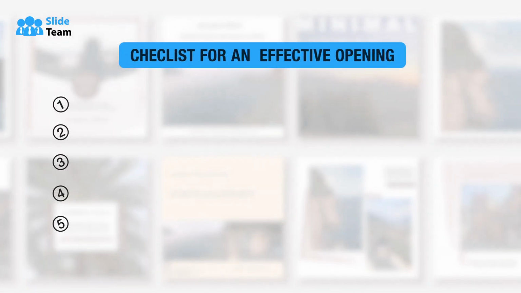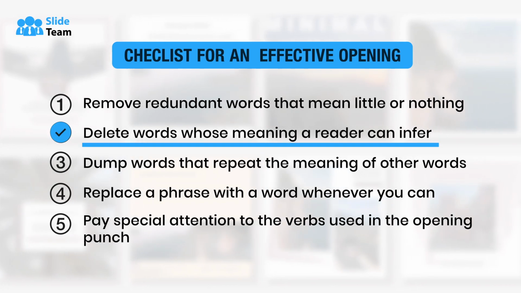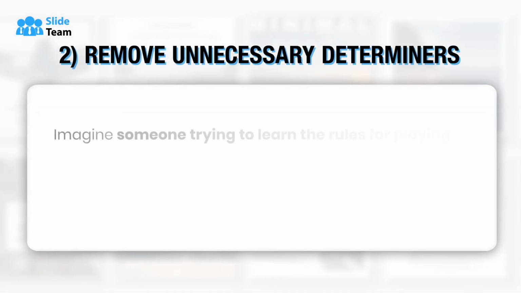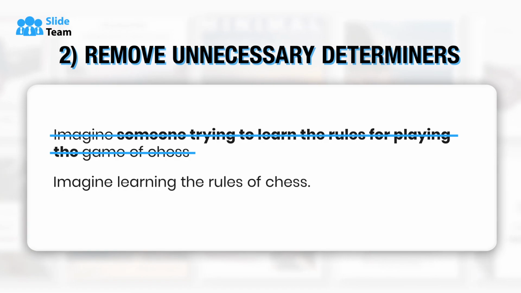The second point that you should have on your checklist is, delete words whose meaning a reader can infer. Imagine someone trying to learn the rules of playing a game of chess. Should be rewritten as, imagine learning the rules of chess.